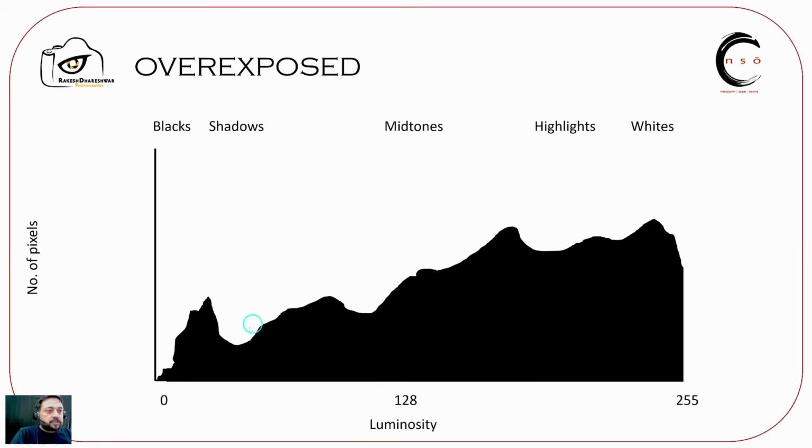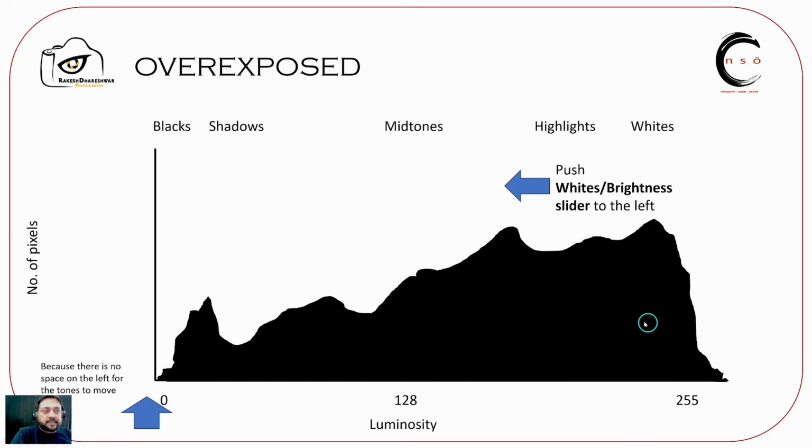Coming to an overexposed image, when we see there is no space to move at the black side, the pixels are just at about zero, and we need to correct for the right side here. Then what do we do? We basically use the whites or the brightness slider to move just this part into the histogram, into the gamut of luminosity, so that there are no clipped highlights as such.